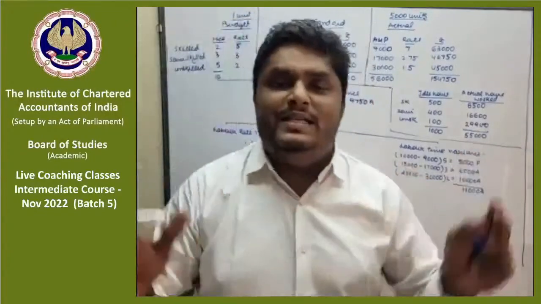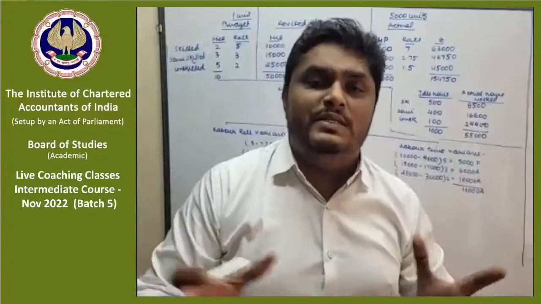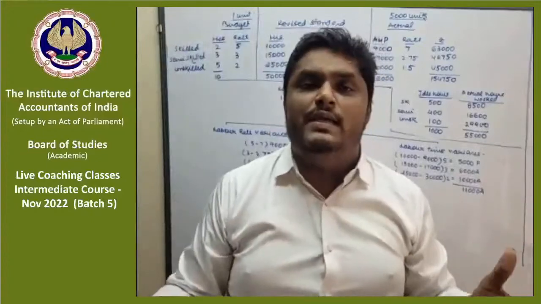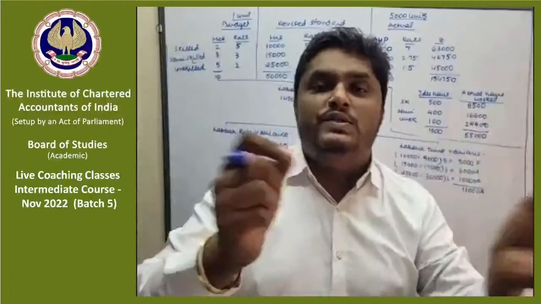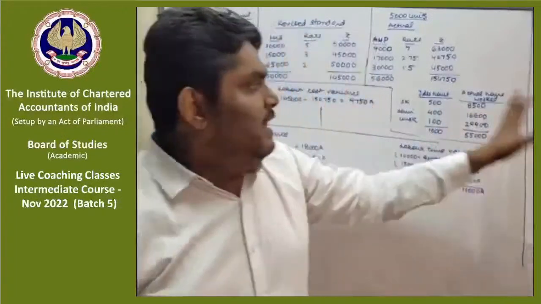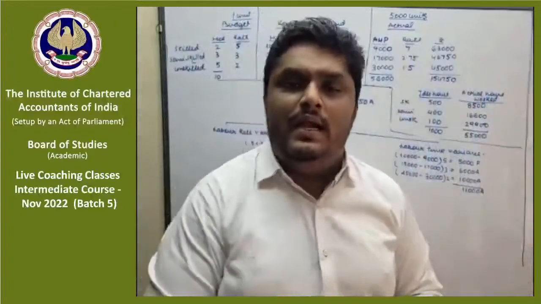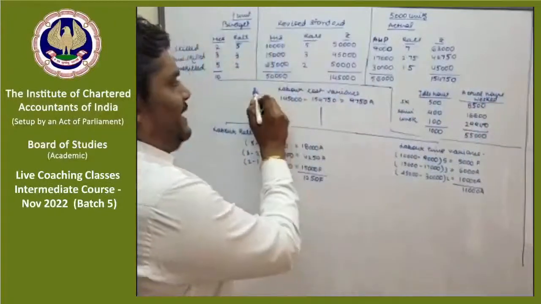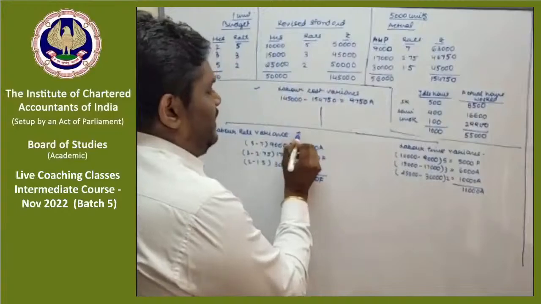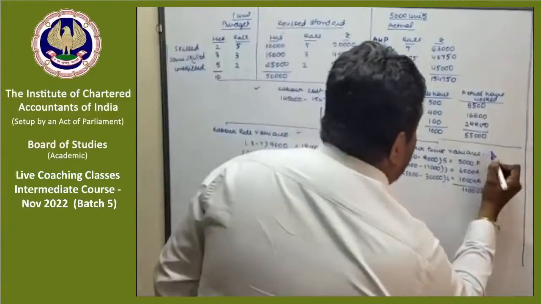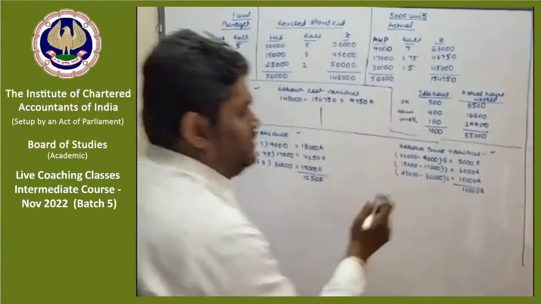So my point is very simple, guys. Why I have solved this question once again is that I don't want any sort of confusion in your mind. If the idle hours are given, just make this calculation and keep it aside. As far as the labor cost variance, there will be no change. Labor rate variance, no change. Labor time variance also no change.